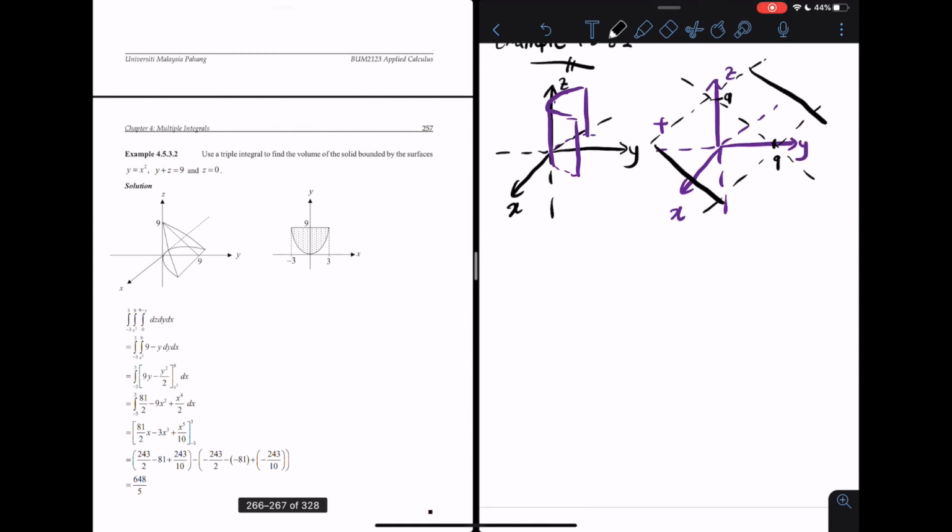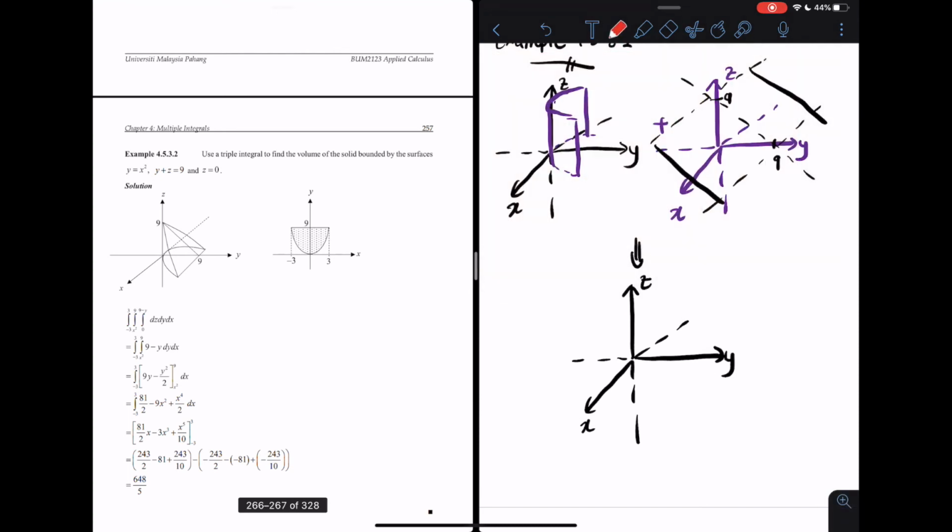Okay, and also you have to take into consideration z is equal to 0 or the xy plane. So most probably your surface will lie at the first and second octant. And then this is my z, my y, and my x-axis.